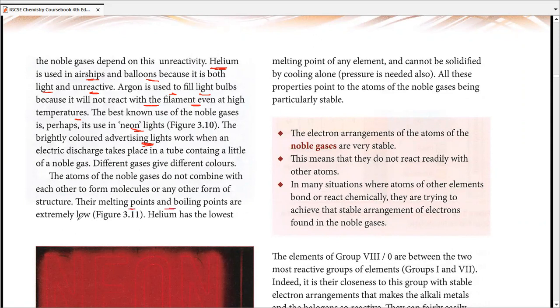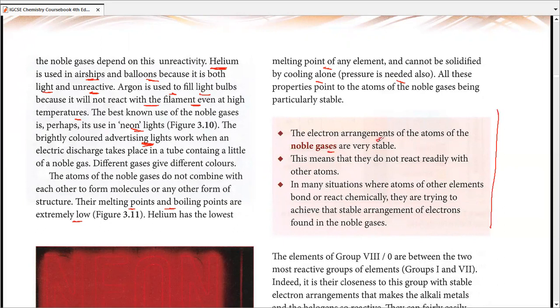Overall, for all the noble gases, their melting and boiling points are extremely low. Helium has the lowest melting point of any element, and it cannot be solidified by cooling alone. Pressure is also needed. You are just going to memorize the uses of those compounds and this whole pink portion.